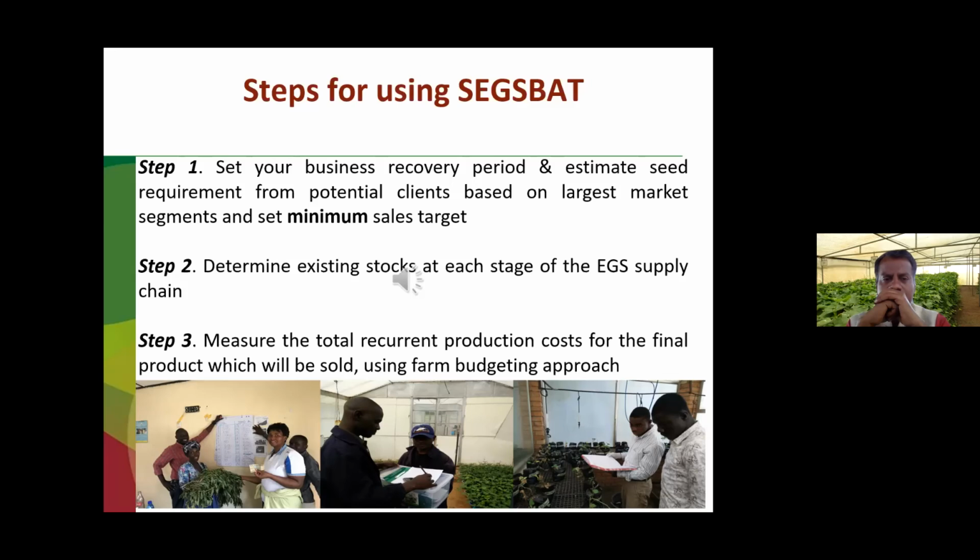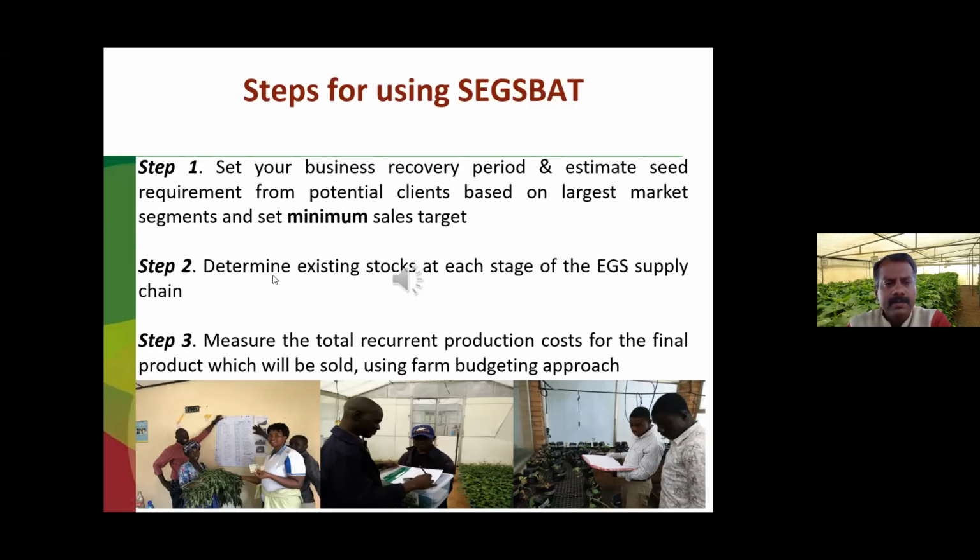So based on that, you set a minimum target, which is doable based on your existing availability of stocks and also the capacity of production. So you should be able to find out how much existing stock you have and how much additionally you can produce in order to meet the seed requirement in future.